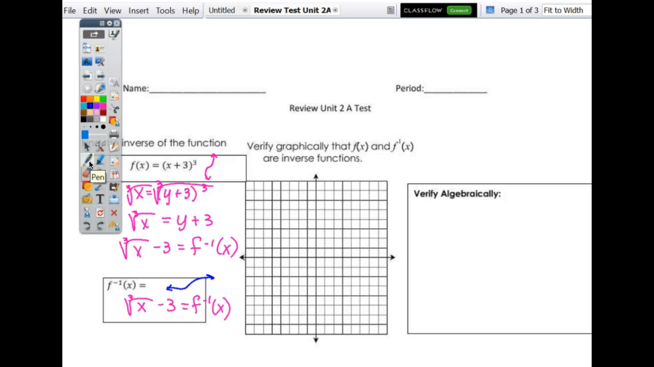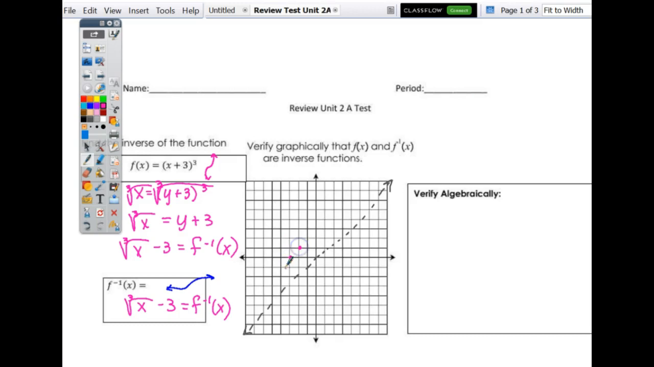So to verify this graphically, the first thing you have to do is draw y = x, the line y = x, because that's what you reflect over. So there's the line y = x. So the next thing I'm going to graph is (x + 3)³. So that's the cubic. So I would start at (0, 0). The plus 3 means I would shift this way 3.